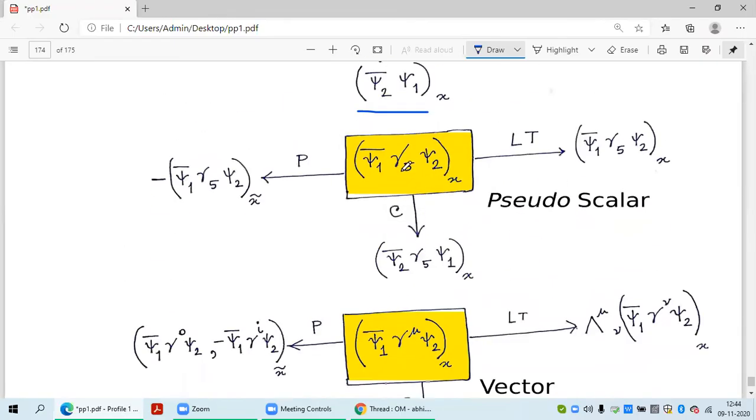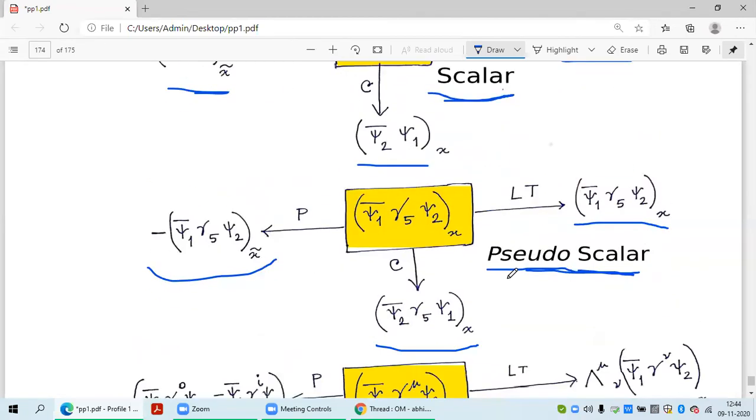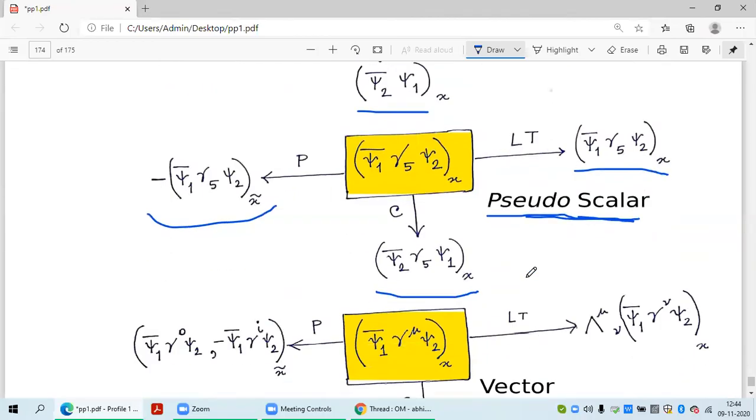Now this object with gamma 5 remains invariant under Lorentz transformation. It takes a minus sign under parity transformation and remains the same under charge conjugation. Anything which does not change under Lorentz transformation is a scalar, and if it flips sign under parity, it is called pseudo. So it is called a pseudo scalar. The other is a normal scalar, no special name for that.